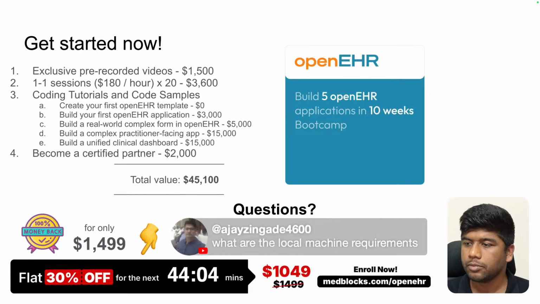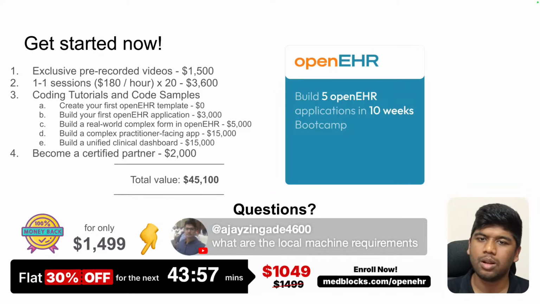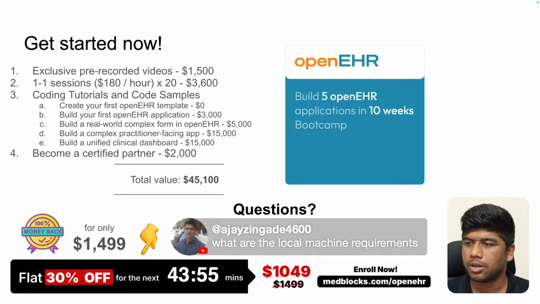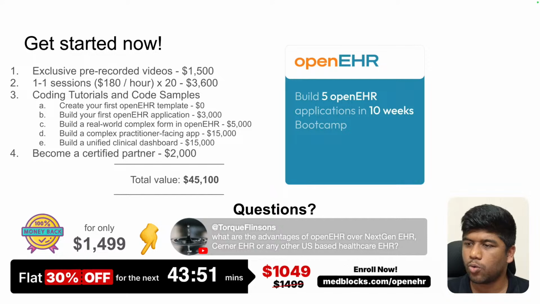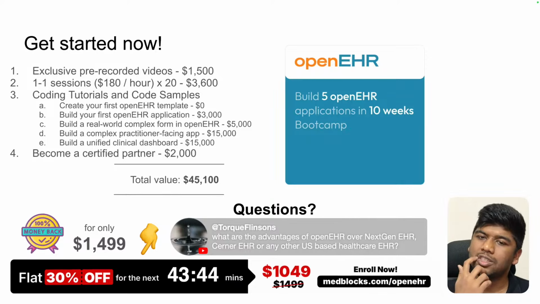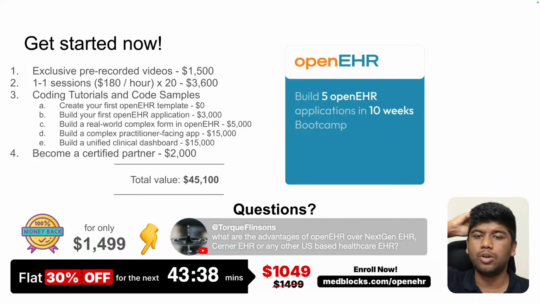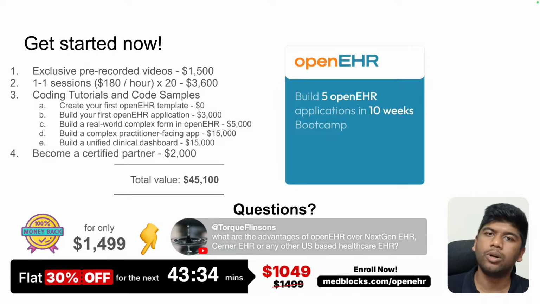Yep. Local machine requirements. Again, I think a minimum of 2 CPU and 8 GB of RAM would be good enough. So let's see. What are the advantages of openEHR over NextGen EHR, Cerner EHR, or any other US-based healthcare EHR? The first thing is you can move out if you don't want to, right? You are able to take this data and actually move out to another application fully without data loss.